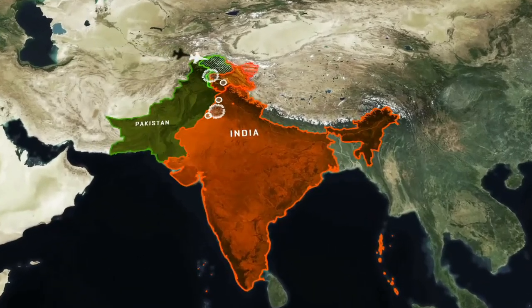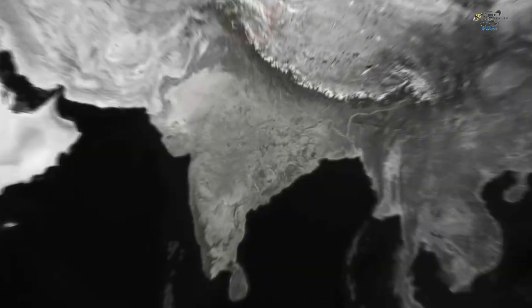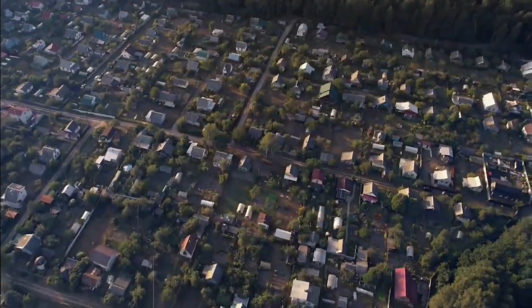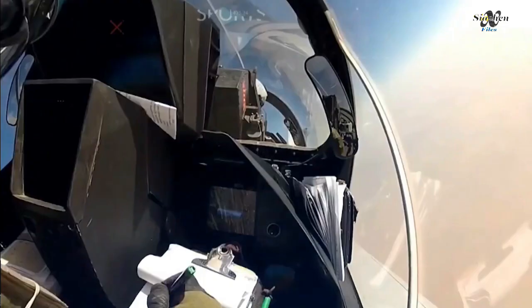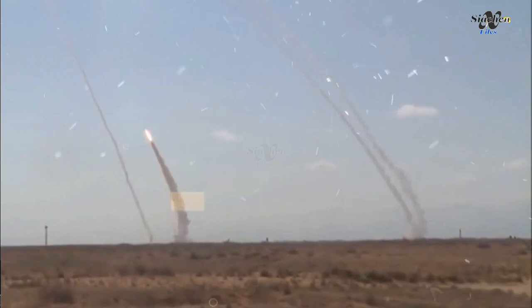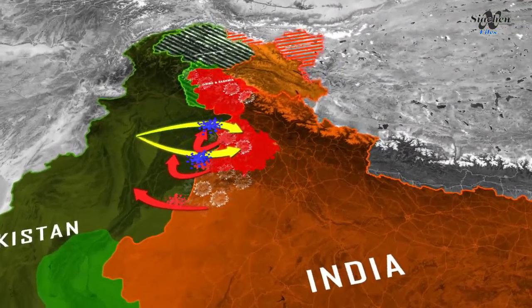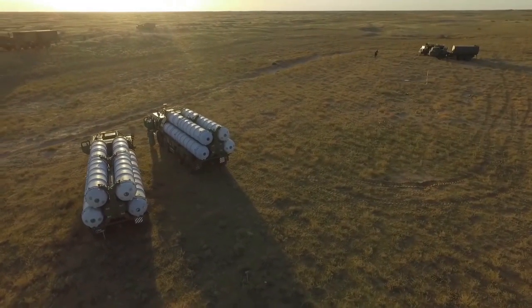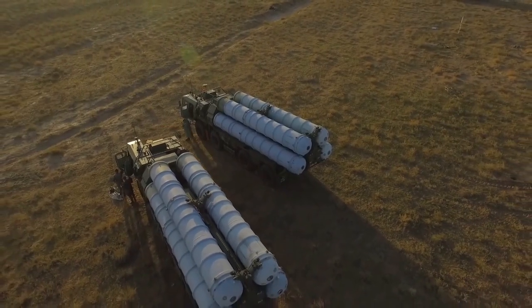From 7th of May till the 10th of May, Pakistan tried to attack Indian civilian areas and military targets. Locations in Pakistan. But none of the Chinese missiles fired by Pakistan ever made it to their targets. All of the missiles and drones were shot down by the S400 missile defense systems.